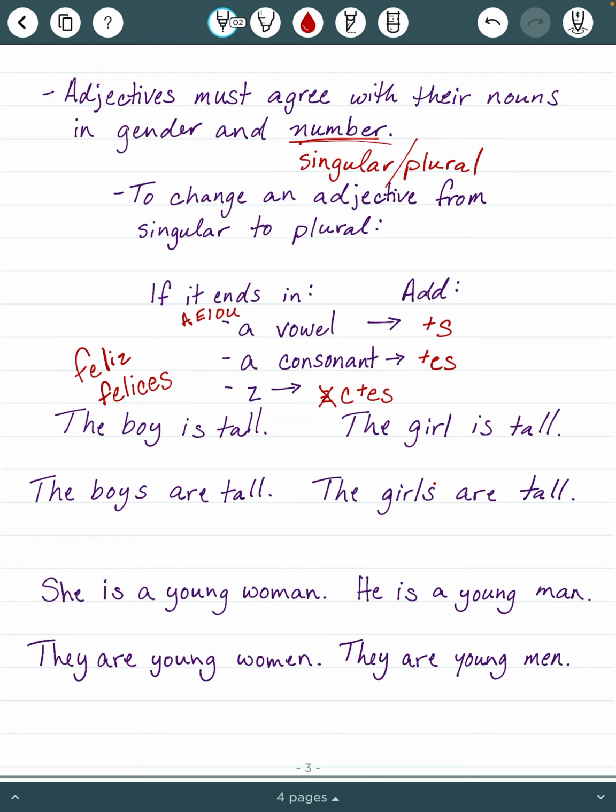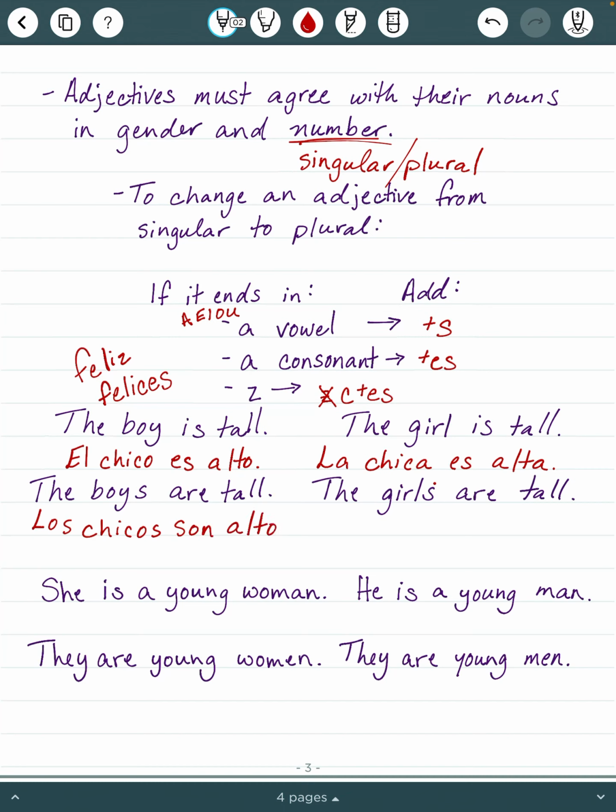All right, so let's take a look at these. The boy is tall. So el chico es alto. We've done this one a couple of times now. El chico es alto. To change that to the girl is tall, we said that was la chica es. Change that O to an A, alta. To say the boys are tall, los chicos. And then S is to say are, we're going to say son. Now we're going to take this basic word alto and we've got to make it plural. Alto ends in an O, which is a vowel, so we're going to add S, son altos.